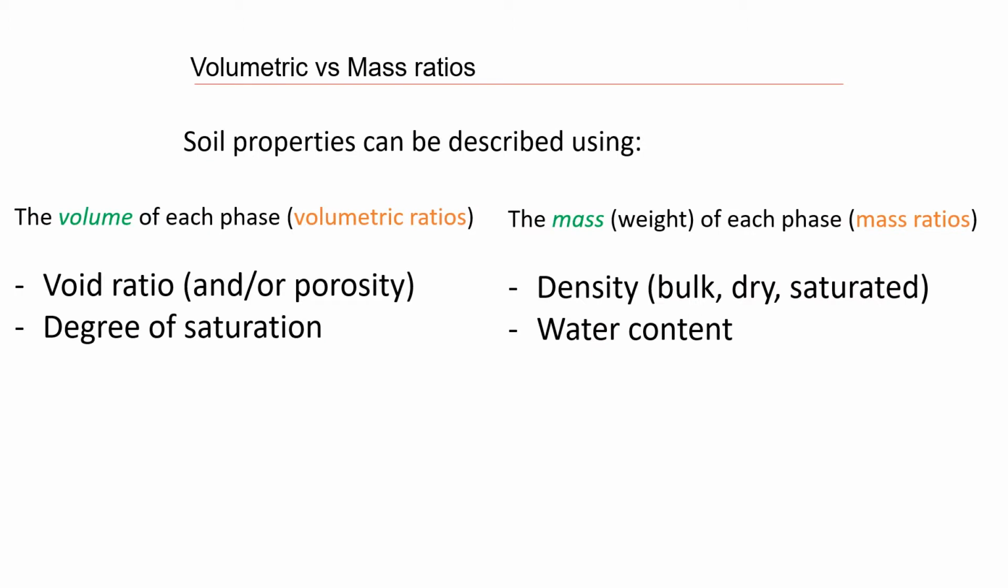What we will do next, we will describe soil properties based on either the volume of each phase, and this is what we're going to call volumetric ratios. The most important of volumetric ratios are void ratio or porosity and degree of saturation. And we will do the same thing, but we will use the mass of each component. And this is what we call the mass ratios. The most important are density and water content.